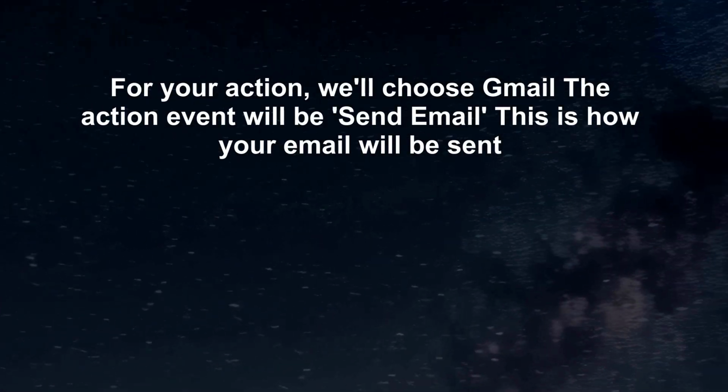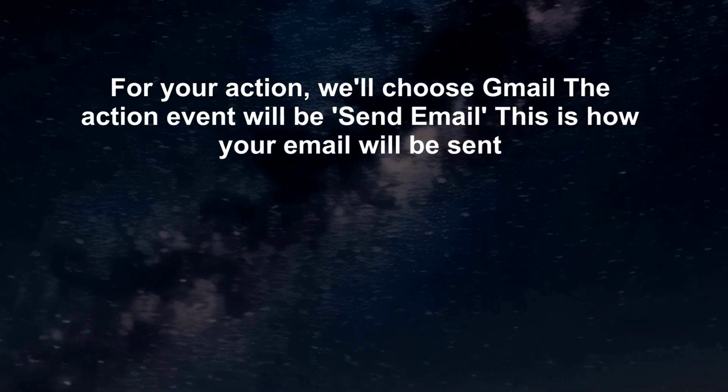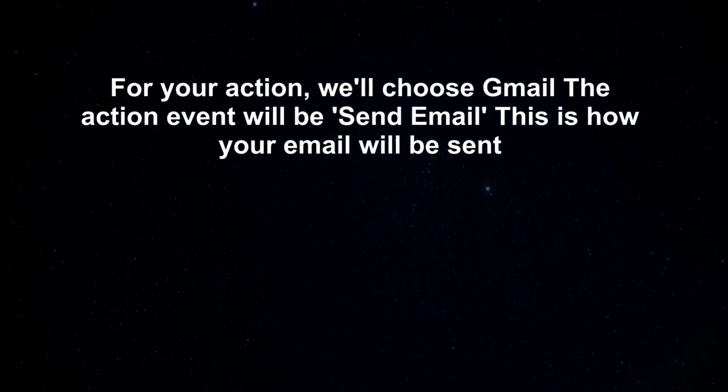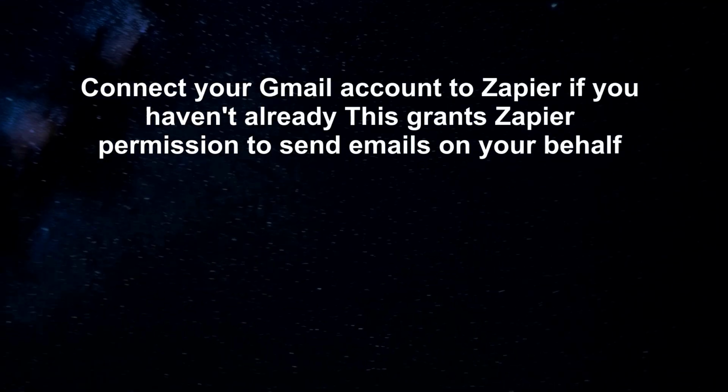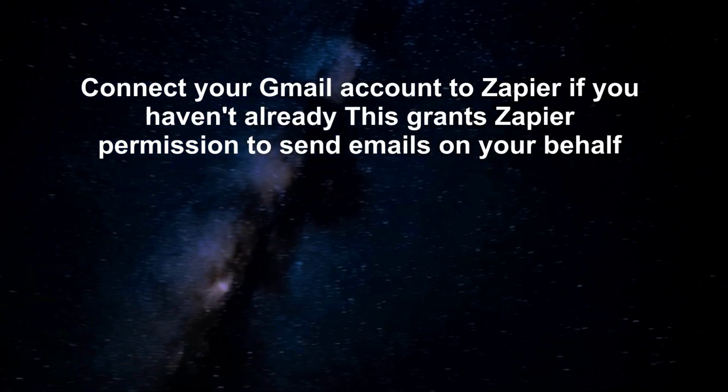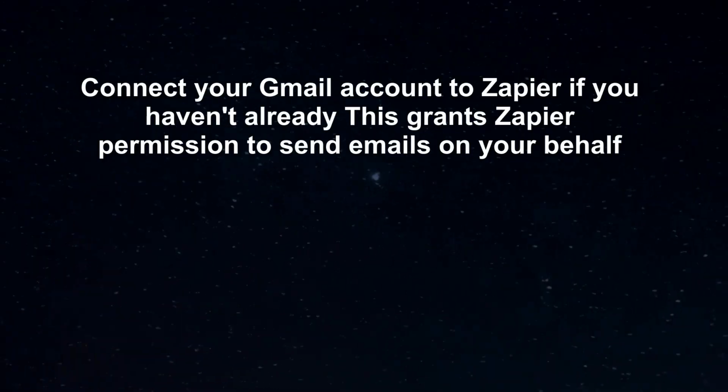For your action, we'll choose Gmail. The action event will be Send Email. This is how your email will be sent. Connect your Gmail account to Zapier. If you haven't already, this grants Zapier permission to send emails on your behalf.